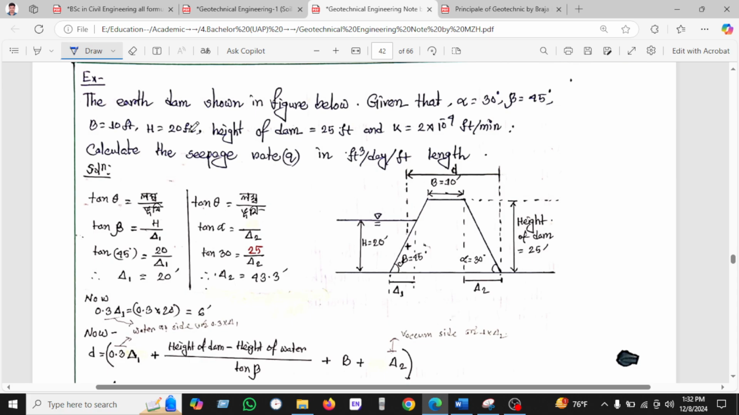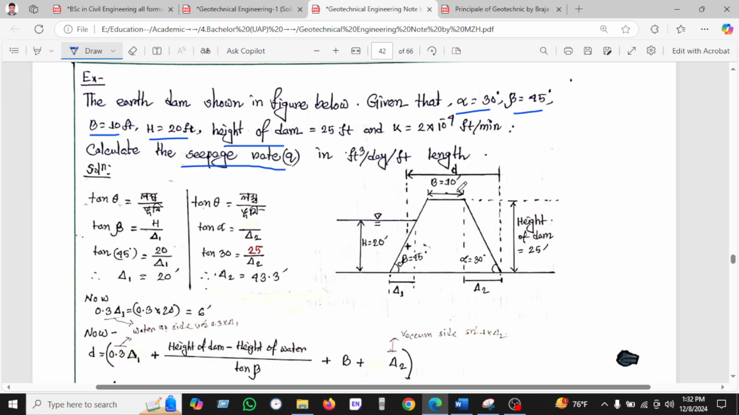So we can see the earth dam shown in the figure below, given alpha equal to 30 degrees and beta equal to 45 degrees, B equal to 10 feet, and H equal to 20 feet, and the height of the dam we can see here is 25 feet, and K, the permeability coefficient, equal to 2 into 10 to the minus 4 feet per minute. Calculate the seepage rate Q in feet cubed per day per foot of the dam. So you can see the figure here.